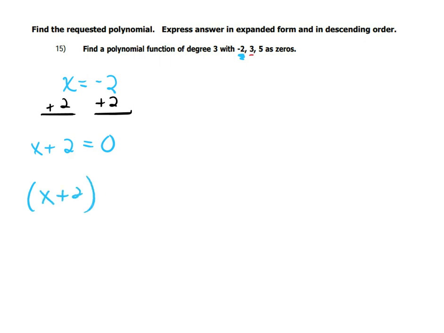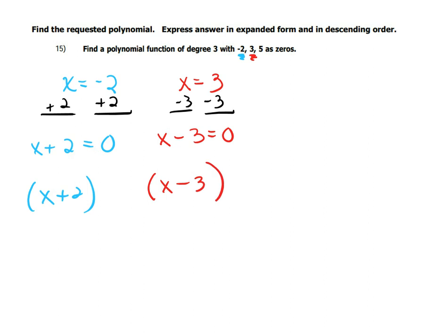Then I can do the same thing with the 3. They're saying that x is equal to a 3. Well, if you subtract 3 on both sides, you get x minus 3 is equal to 0. So there's your next factor, x minus 3. And then the 5, they're saying that x is equal to a 5. Well, if I subtract 5 on both sides, I get an x minus 5 is equal to 0. And there's my third factor. And now all I have to do is create the polynomial by multiplying all this stuff together.